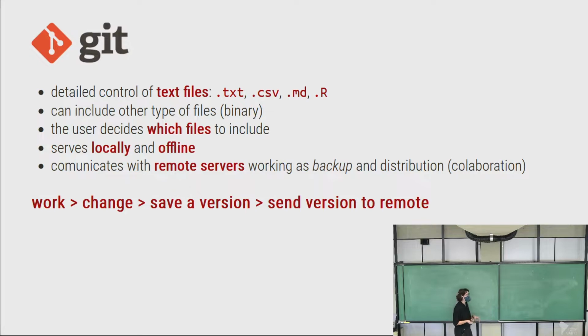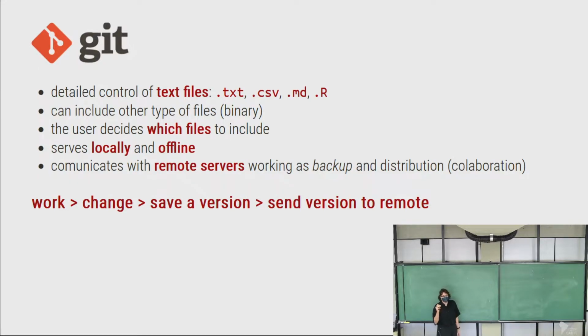So Git allows us to control text files. By text files, we are talking about TXT, CSV, Markdown files, R scripts. We can include other types of files, like binary files, like a document or a PDF, but Git won't track those changes exactly. And the user decides which files to include in a Git repository and which ones you want to track.